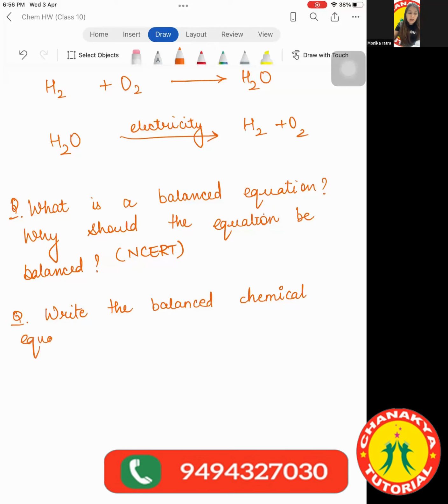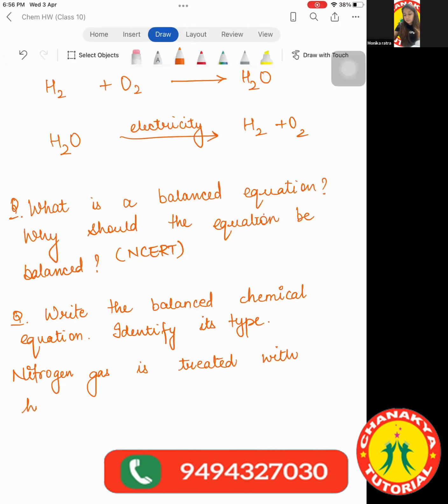So we have to write the balanced chemical equation and identify the type of equation. Identify its type. So the equation is: nitrogen gas is treated with, it's an easy one, hydrogen gas in the presence of catalyst.